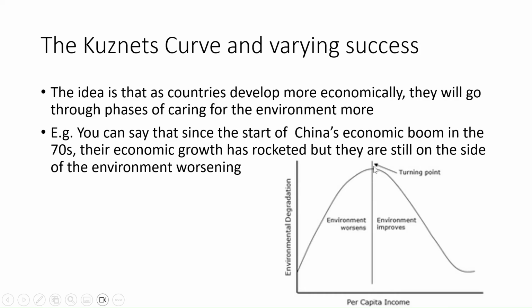But then eventually, as economic growth continues, the care for the environment increases, and they will invest more into recycling schemes and environmental policies to reduce the environmental damage that they've already done, causing the environment to improve. A prime example for this would be China's economic boom in the 70s. You can clearly argue that the economic growth skyrocketed, but they're still on the side of the environment worsening. So you just understand that different phases of environmental care are attributed to economic growth, and it's a model you can always link back to.